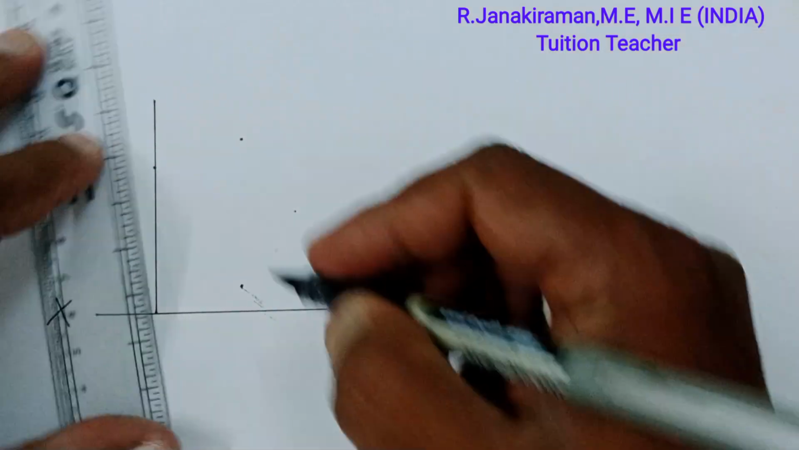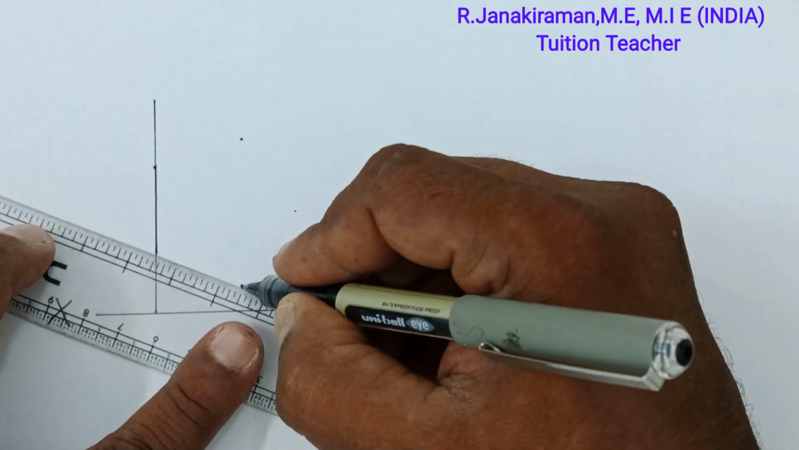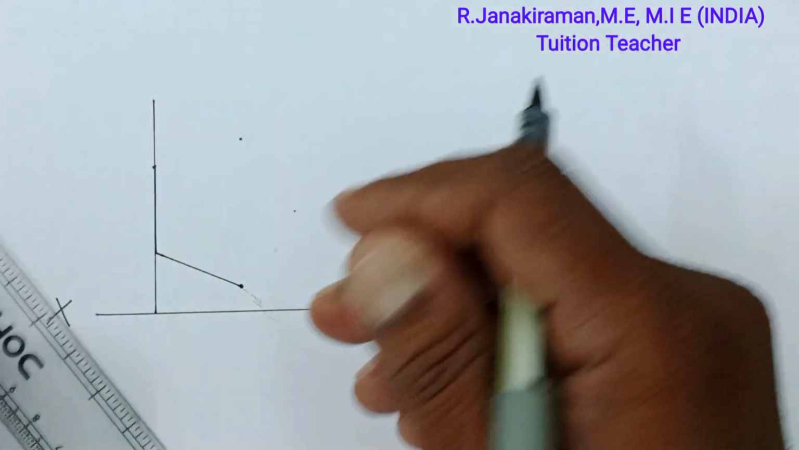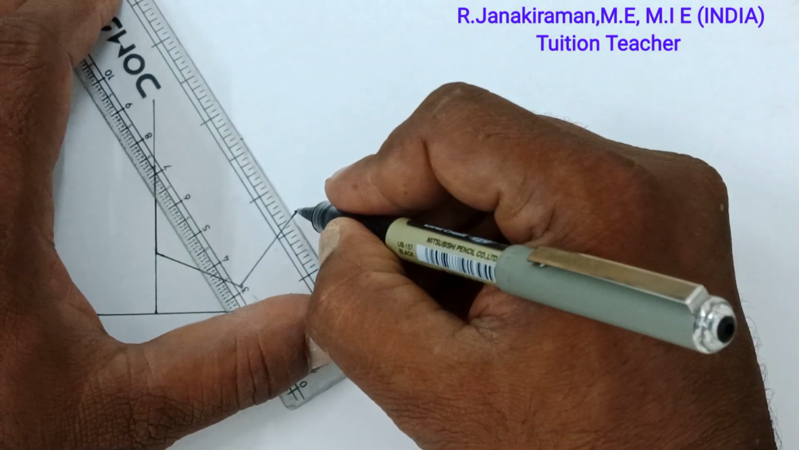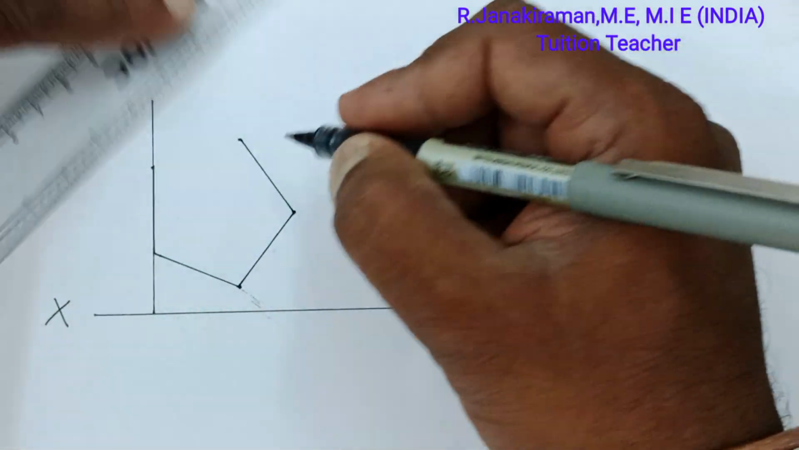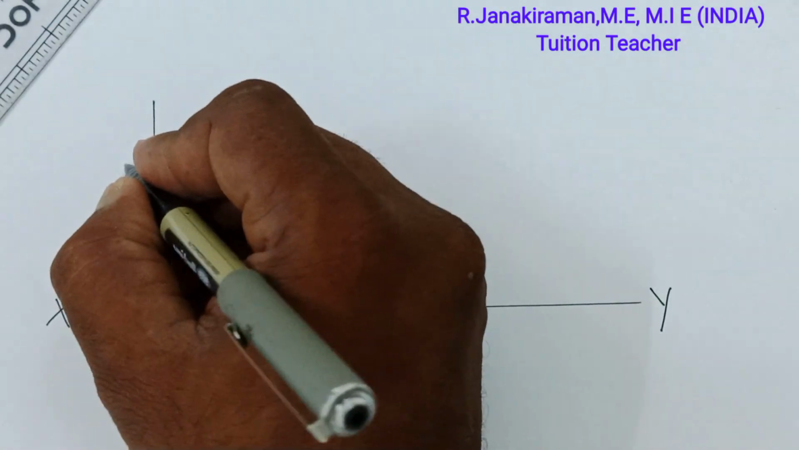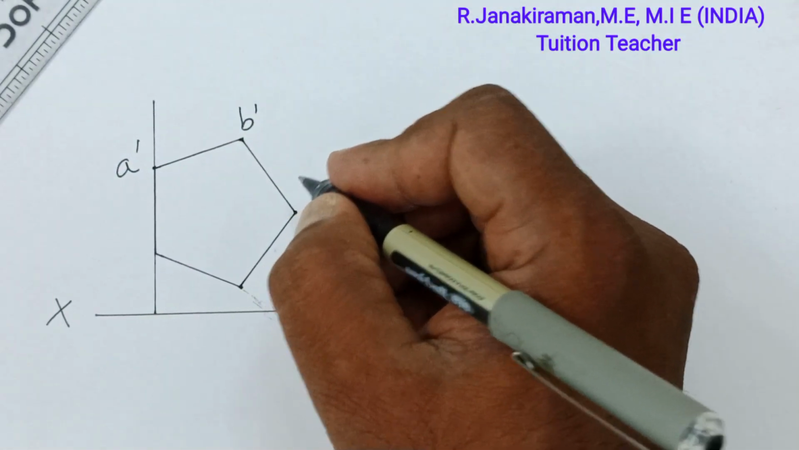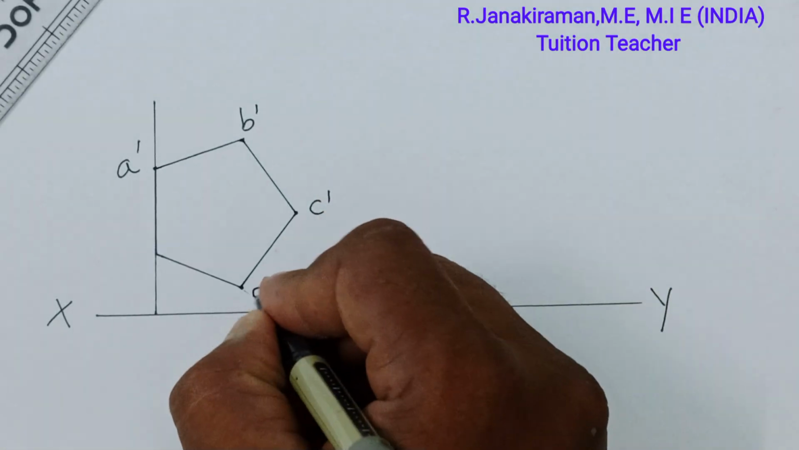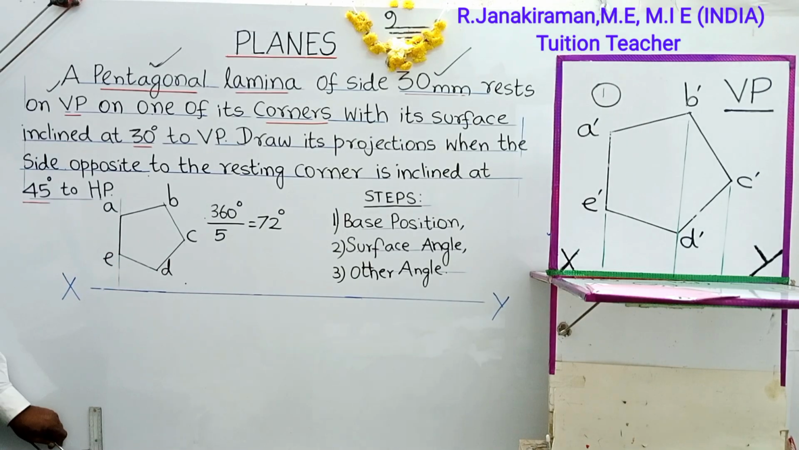So remove your template. Join it using a freehand scale. So this is a pentagon of this shape. You have to draw it. The corners are marked as A dash, B dash, C dash, D dash and E dash. Okay. So let us dimension this.